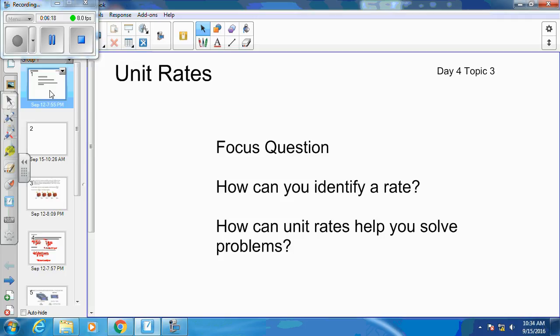So there's a lot of things we can do using unit rates. That's the end of our lesson today.